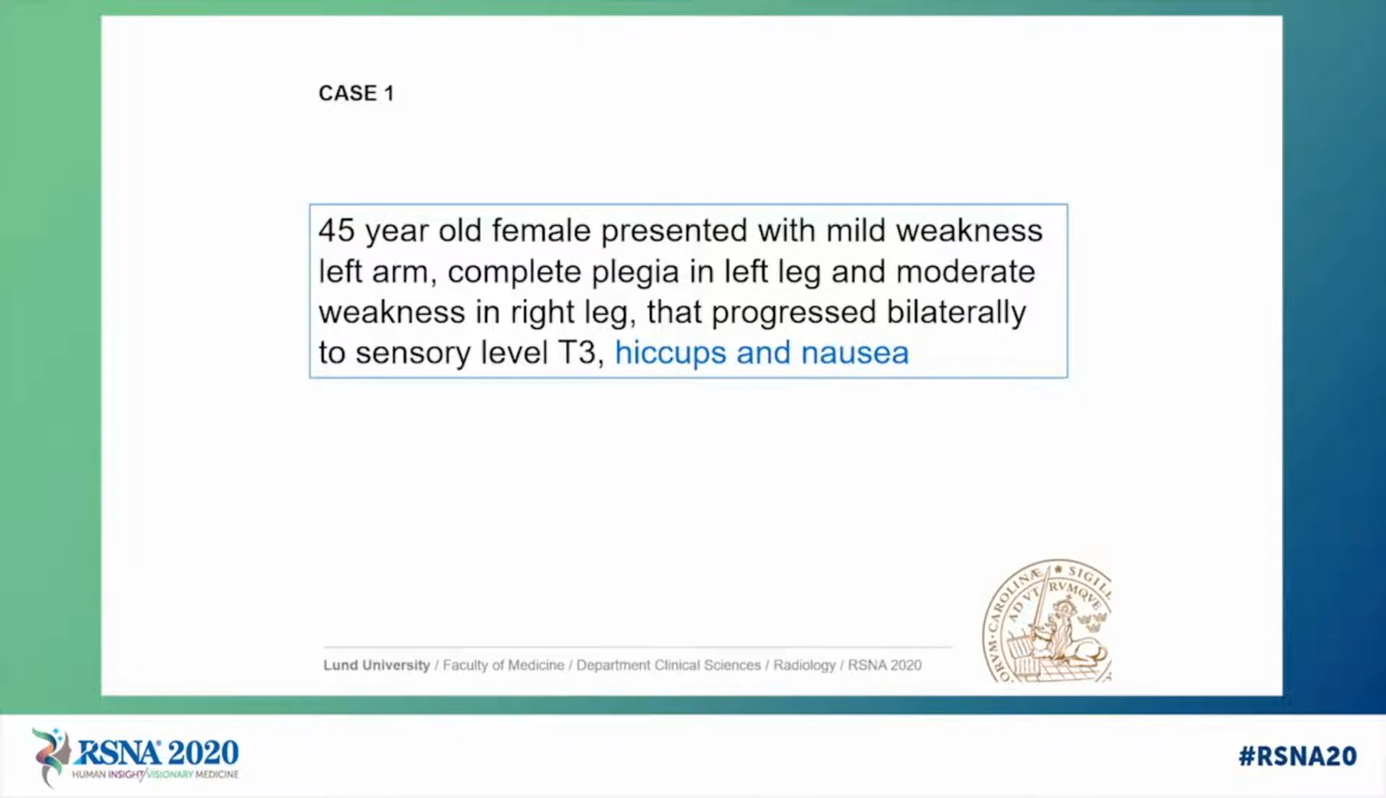So let's start with the first case, a 45-year-old female that presents with mild weakness in left arm, complete plegia in left leg, and moderate weakness in the right leg. And this has progressed bilaterally to sensory level T3. She also has hiccups and nausea.